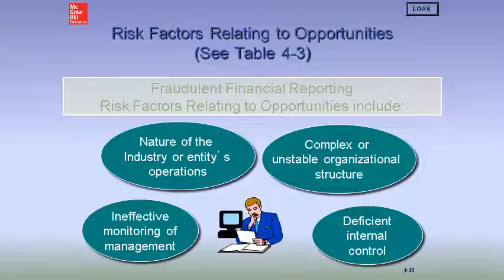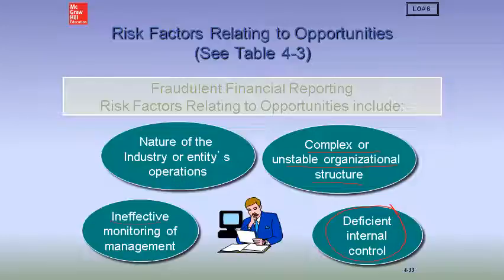Going over to the next slide, opportunity. And notice, they're saying opportunity here is complex or unstable organizational structure. I thought they were saying complex transactions. That's usually inherent risk. But an unstable organizational structure makes it very difficult to know what the appropriate controls are, etc. But the key is the deficient internal control, in my opinion, is going to be indicative of fraud.